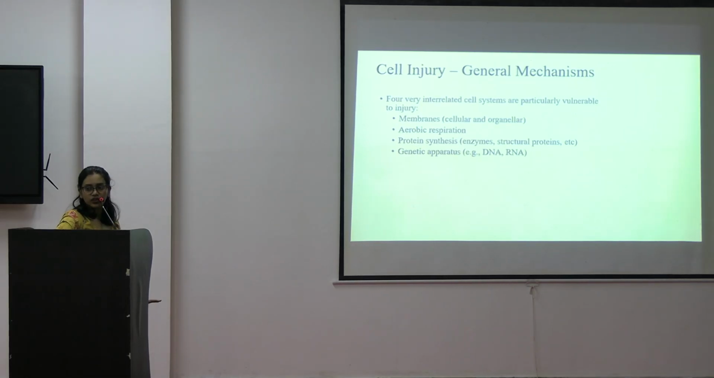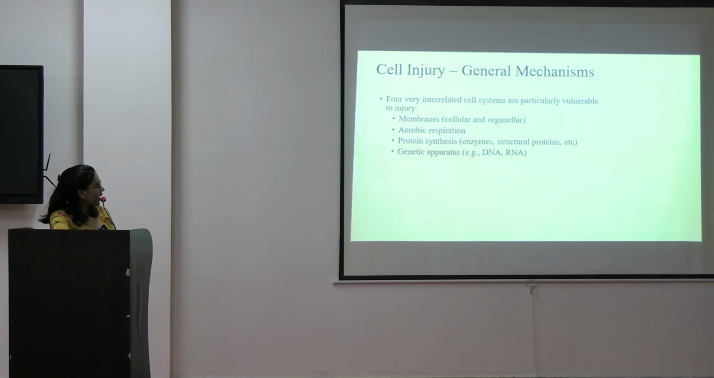That is, what all organelles or what all parts of the cell are usually affected by cell injury. So four very interrelated cell systems are particularly vulnerable. The first thing which gets affected is the membrane. So membranes, it can be either of the cell, entirely cell itself, or it can be of the organelles as well, like that of mitochondria, lysosome, Golgi apparatus, all of that.